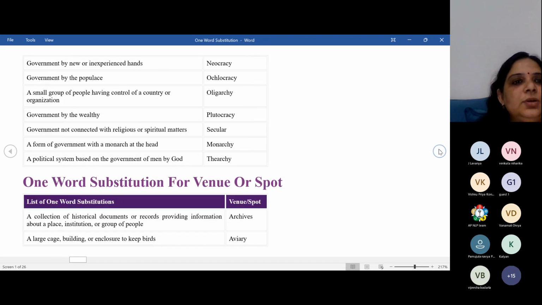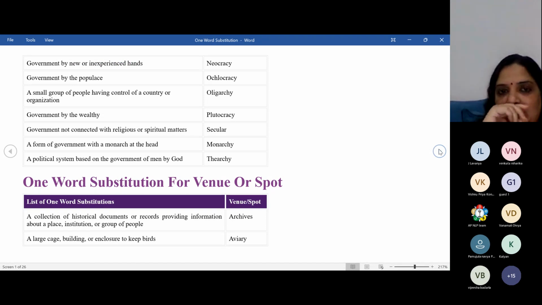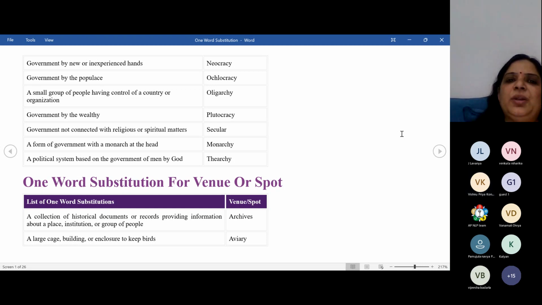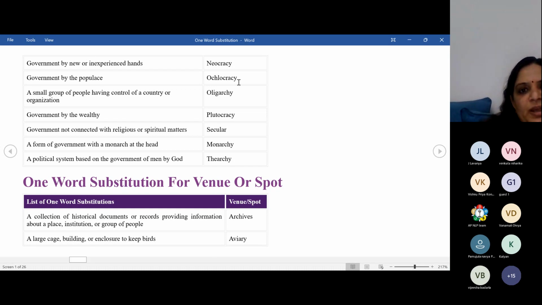New words, huh? Good. Government by new or inexperienced hands. Neocracy. Neo means new, right? Have you heard about it? Neo, anything that is new. Right? Neoliberalism. Like that. Anything that is something very nascent or something new, that's called neo, okay? Government by the populace: ochlocracy. What does that mean? We'll find out exactly what this means. I'm sorry, I am also not able to understand what exactly this means, okay?